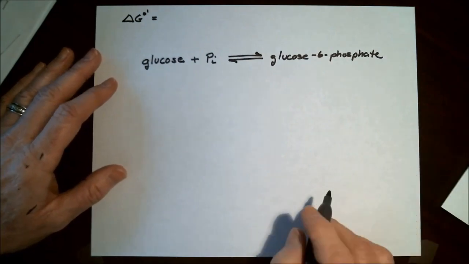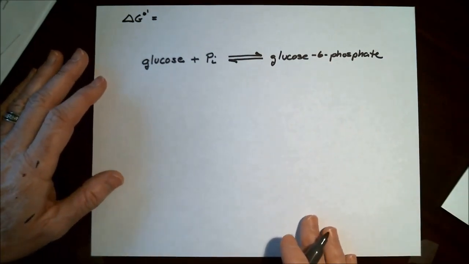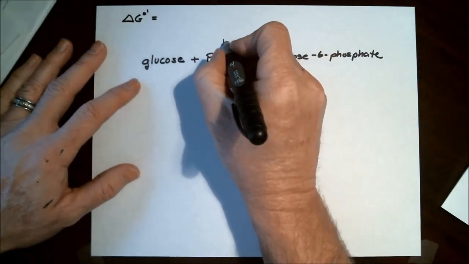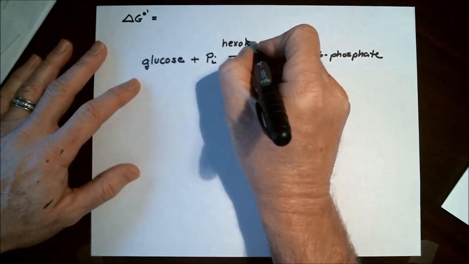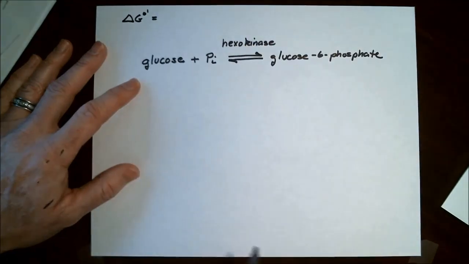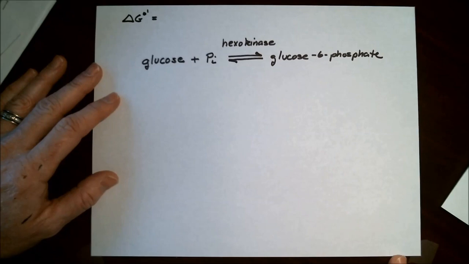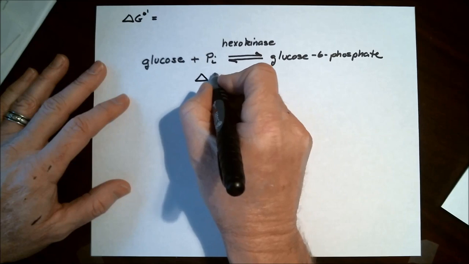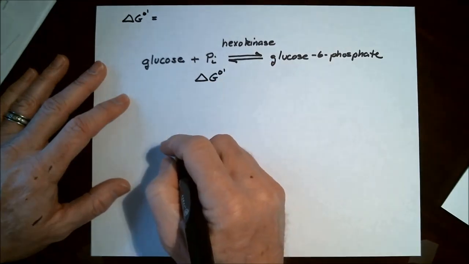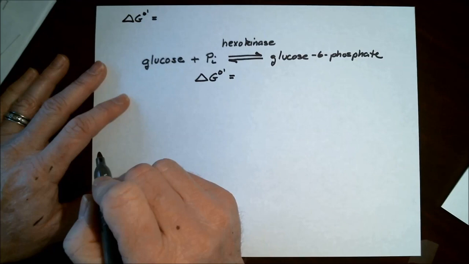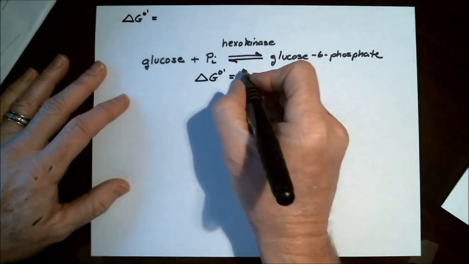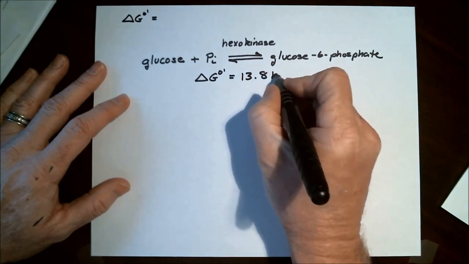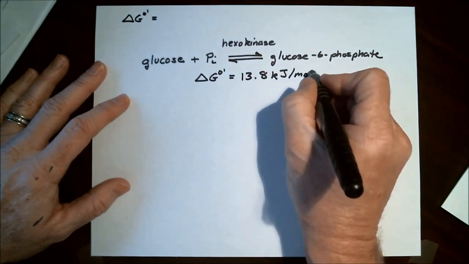Now this reaction is a key reaction in biochemistry. This is the first step reaction in glycolysis, and it's mediated by an enzyme called hexokinase. We'll be reviewing this enzyme quite a bit. Now, if we were to measure the standard free energy change of this reaction, delta G 0 prime, this free energy change equals 13.8 kilojoules per mole.